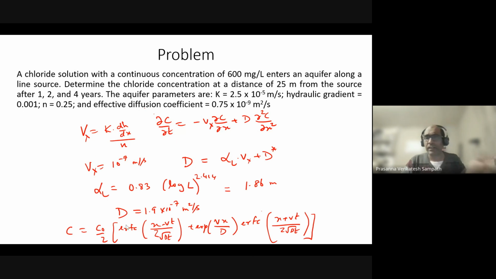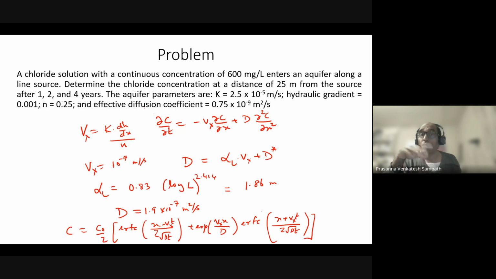Okay, so I'm going to show you the analytical expression. It simply looks like this: C equal to C naught by 2 complementary error function of x minus Vt. Okay, again this should be Vx. Okay, all of these are Vx. It doesn't make much of a difference whether you write it as V or Vx because it's a 1D problem. But since we've been using Vx, I'm just going to continue using that. It's not a major issue.